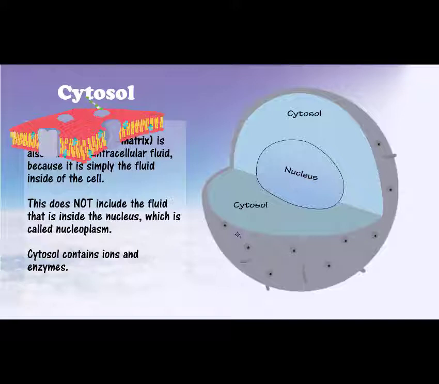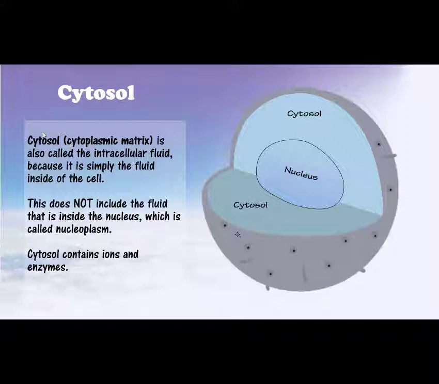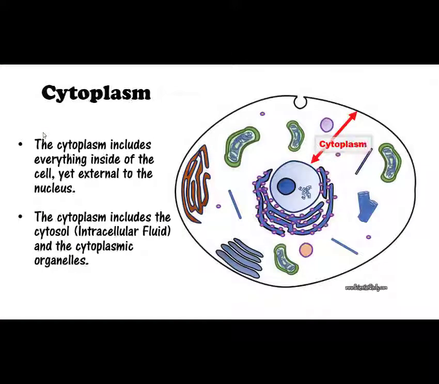The cytosol is also called the intracellular fluid because it is simply the fluid inside of the cell. But this does not include the fluid that is inside of the nucleus, which is called the nucleoplasm. The cytosol contains ions and enzymes. The cytoplasm includes everything inside of the cell, yet external to the nucleus. The cytoplasm includes the cytosol, which is the intracellular fluid, and the cytoplasmic organelles.